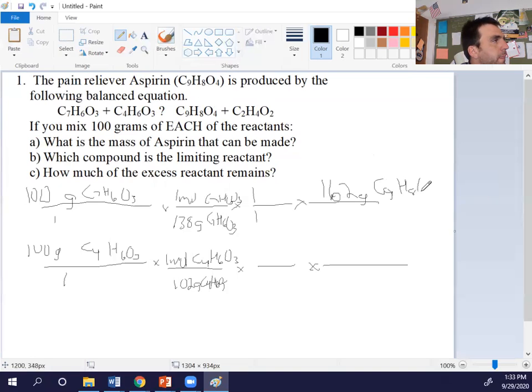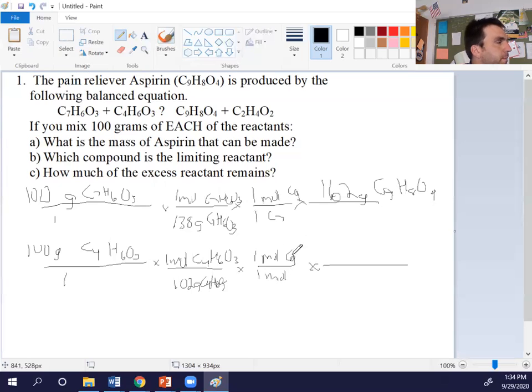Wait, what's the one? That's the mole ratio. I just haven't finished filling it out. So it's one, the bottom one, that one's on top, and that C9 thing on the bottom, right? C9 goes on top. C7 goes on the bottom. I'm not going to finish writing it out. Because here, C7's on the top. So C7, my unknown, goes on the top.